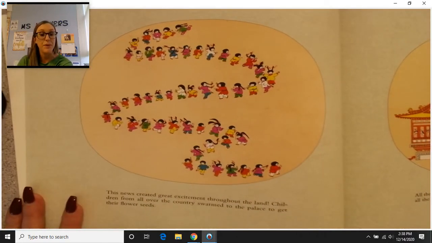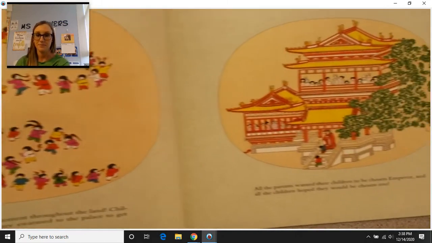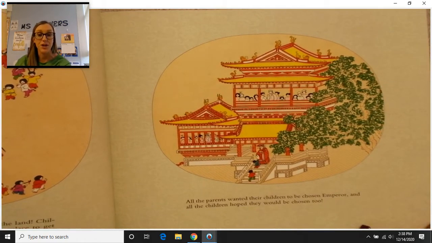This news created great excitement throughout the land. Children from all over the country swarmed to the palace to get their flower seeds. All the parents wanted their children to be chosen emperor, and all the children hoped they would be chosen too.